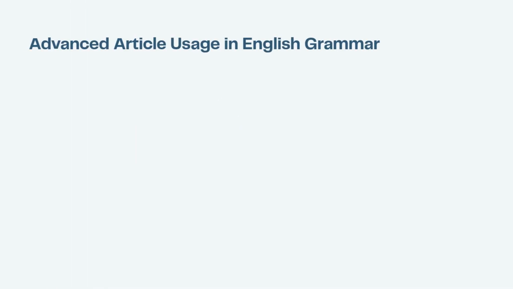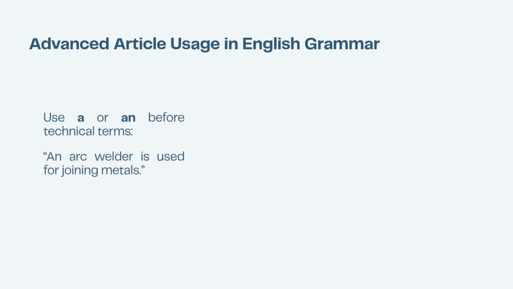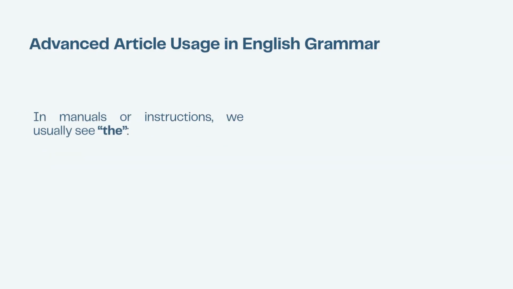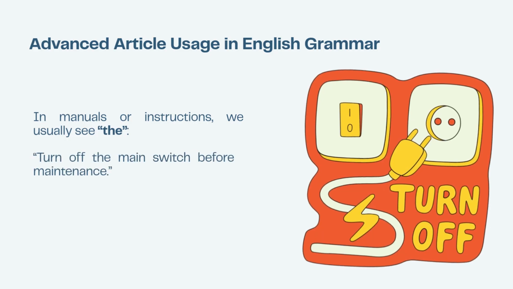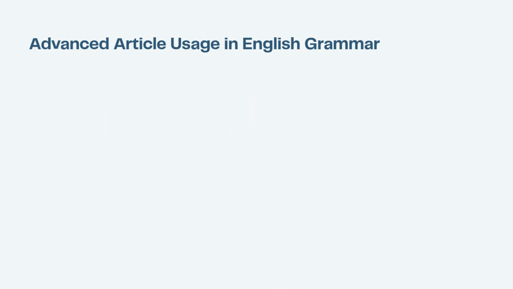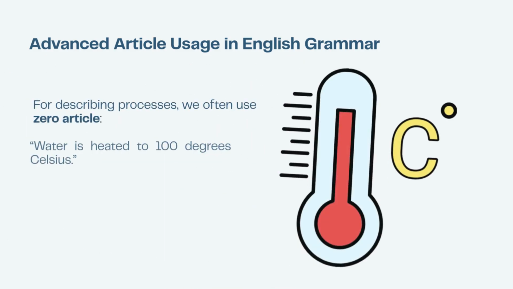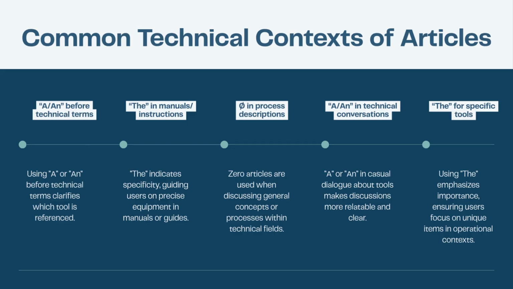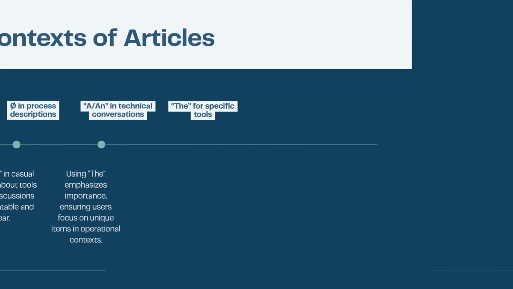Let's look at some common technical contexts. We use a or an before technical terms. An arc welder is used for joining metals. In manuals or instructions, we usually see the: turn off the main switch before maintenance. And when describing processes, we often use zero article. Water is heated to 100 degrees Celsius. These patterns appear in real workshop or lab situations all the time.